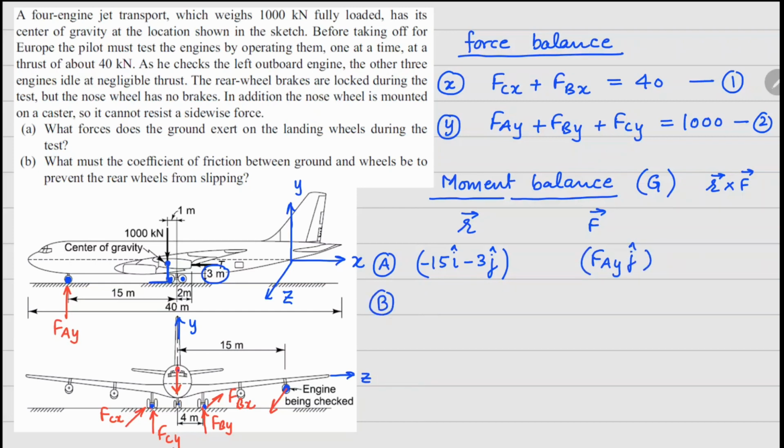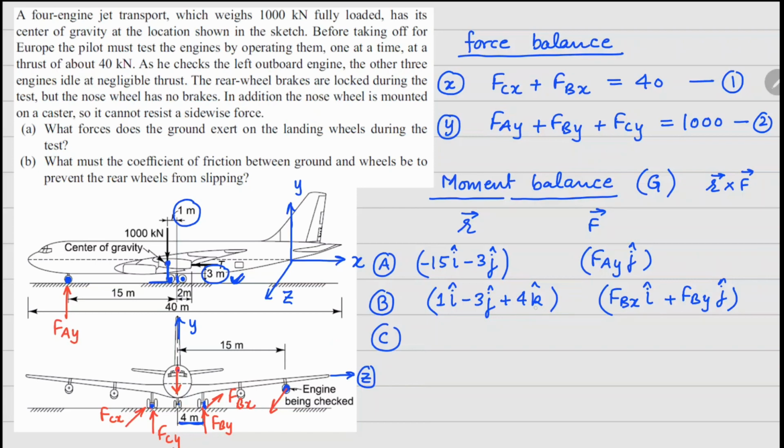Now coming to point B, so from the center of gravity, from here, how do we reach this wheel? So we have to travel this distance 1 meter to the right side direction, so 1 I cap. We have to come down by this 3 meters, so minus 3 J cap, and again we have to move this one here along the Z direction, so plus 4 K cap. And in terms of force, there are 2 components, so FBX I cap plus FBY J cap.